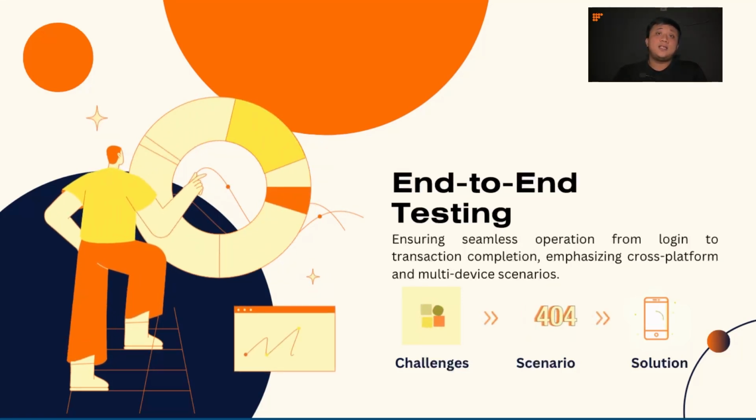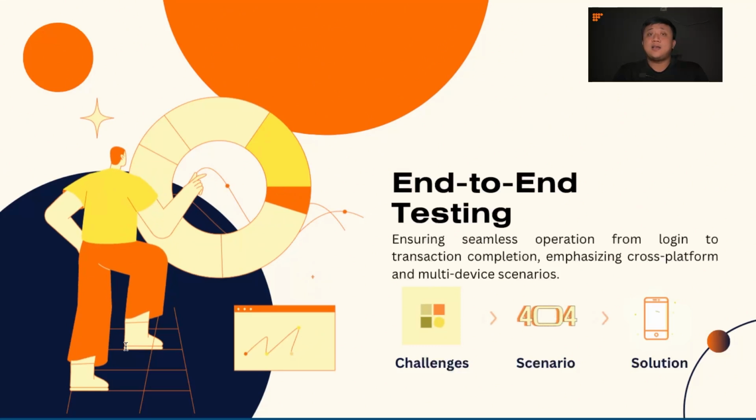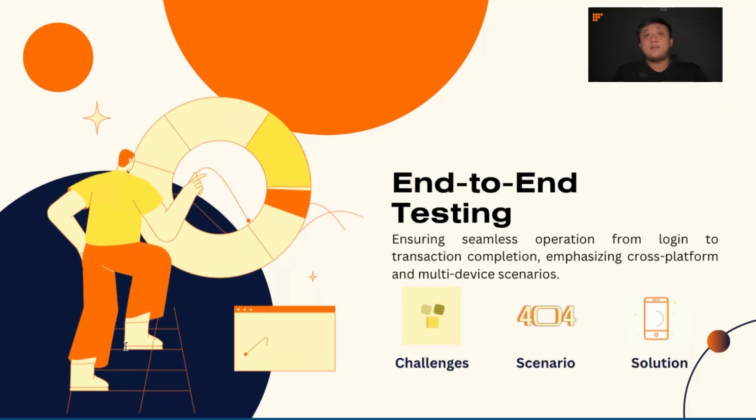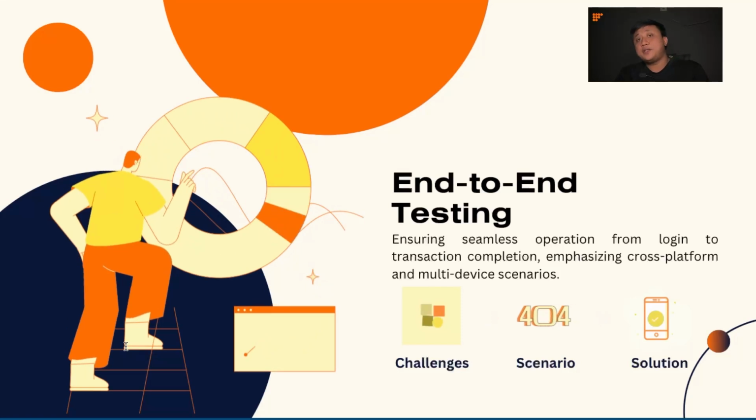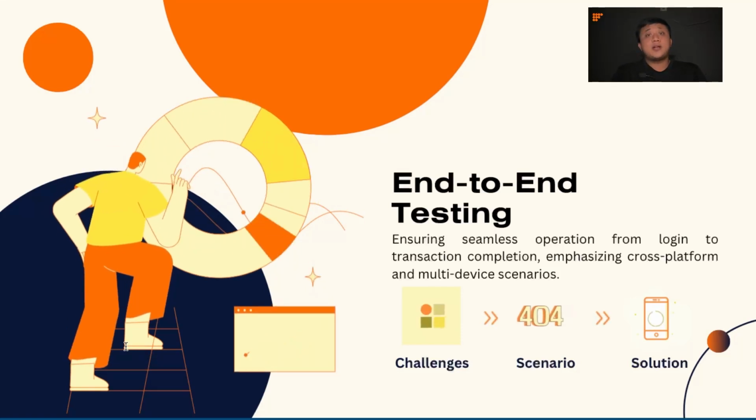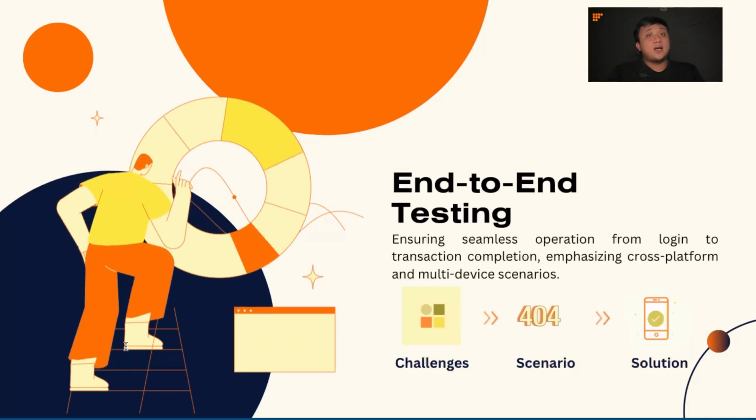Then the next one is end-to-end testing. So make sure everything works together. The app must work smoothly from start to finish across all devices and platforms. So for example, a user logs in, checks their balance, transfers money, and gets confirmation. These need to work perfectly on iOS and Android.